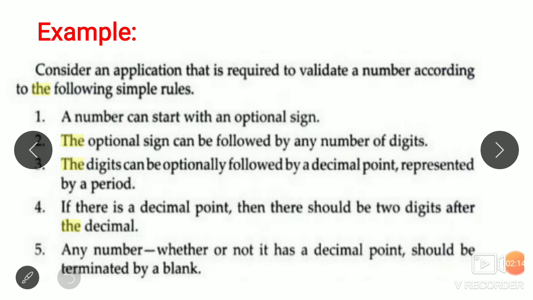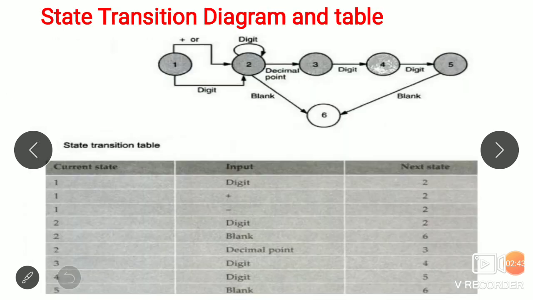How to represent this example? State transition diagram and a state transition table. See here, what is the first condition? A number can start with an optional sign. Here optional sign means either plus or minus. This is the first one. And the second one is that this optional sign can be followed by any number of digits, which means here we can include any number of digits. We will see this with the state transition diagram.